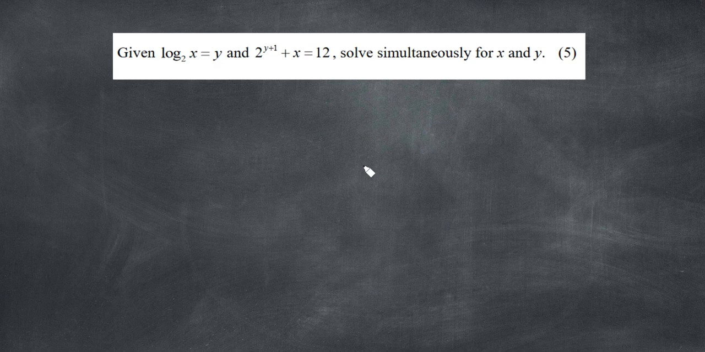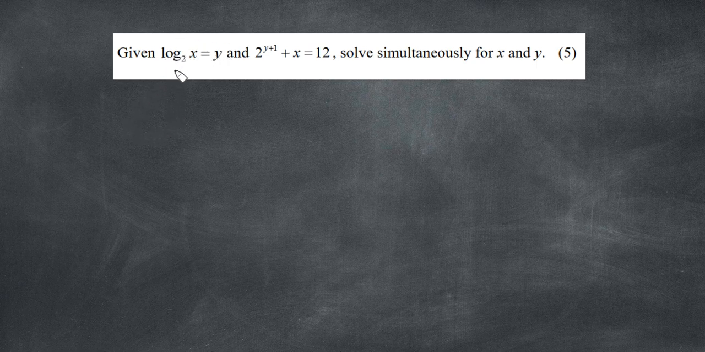Okay, so the first one that we have here, we are given log base 2 of x is equal to y and 2y^(y+1) plus x is equal to 12. Then they say solve simultaneously for x and y for 5 marks. So how do we do that? First of all, you do know that for solving x and y you need two equations. So in here we have an equation and we have an equation there.